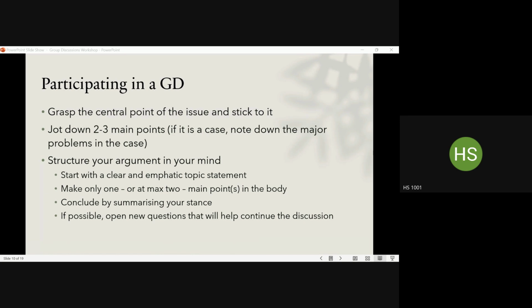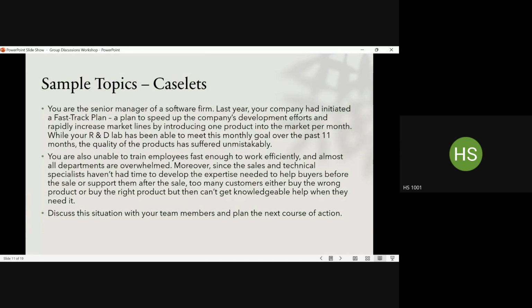In order to participate in a GD, we are supposed to make a note of the central point of the topic that has been allotted to us for the GD. So, how do we make a note of the central point? It's very easy for me to say that you need to make a note of the central point, but how do you actually do it?